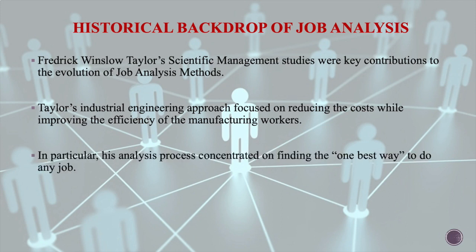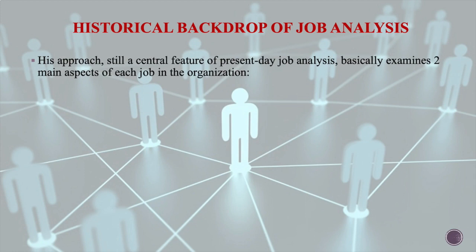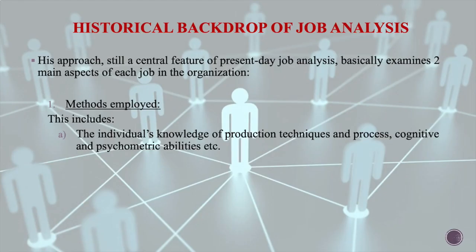In particular, Frederick Winslow Taylor's analysis process concentrated on finding the one best way to do any job. His approach, which is still a central feature of present-day job analysis, examines two primary aspects of each job in an organization. Number one, methods employed. This includes the individual's knowledge of production techniques and processes, the individual's cognitive and psychometric abilities, and the working conditions in which the job is performed.